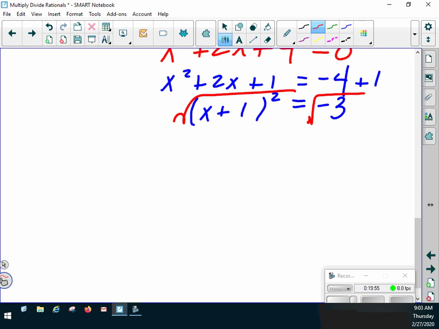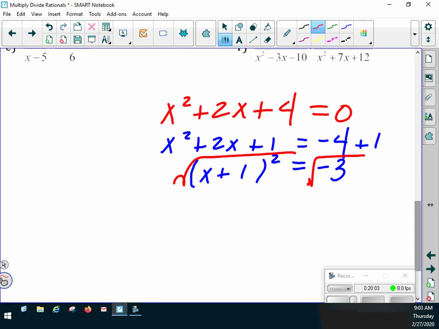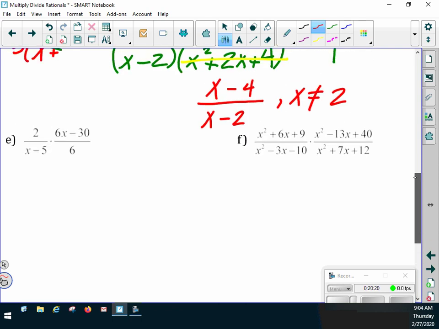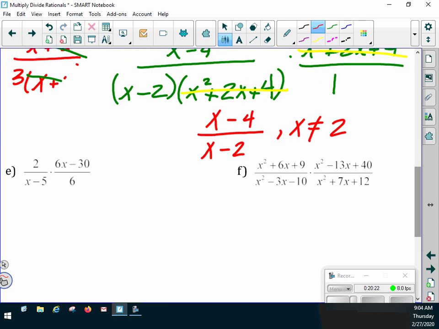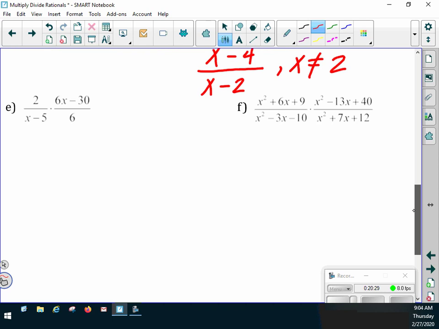Here's what we know then. When we get an imaginary number here, that tells us that the only answers are imaginary, which means this never equals 0. So you could stop right there and say, nope, answers are imaginary, so this quadratic will never equal 0. It's exhausting, I hear you. So 2 is the only excluded value. Let's skip E. Let's do F.